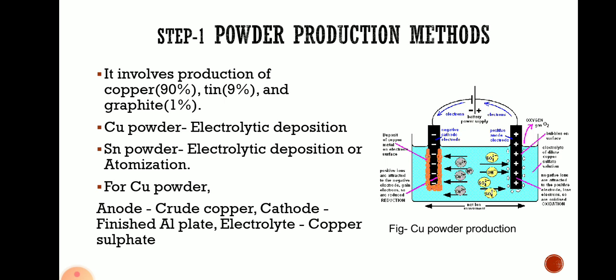So here in that copper production process, the anode used is crude copper or pure copper, then the cathode used is a finished aluminum plate, and the electrolyte used is copper sulfate. So through this electrolytic deposition process, you will get the powder of copper and tin.